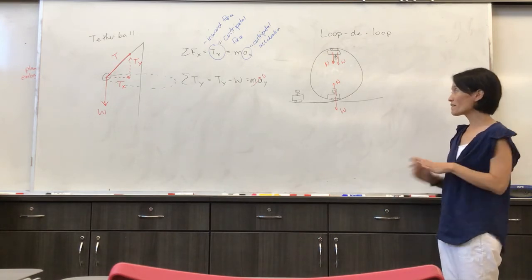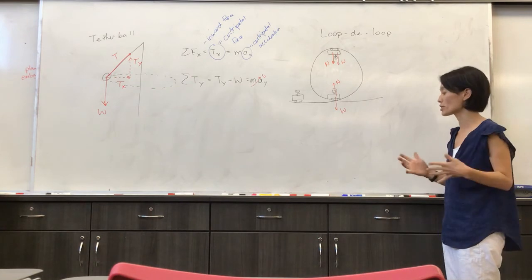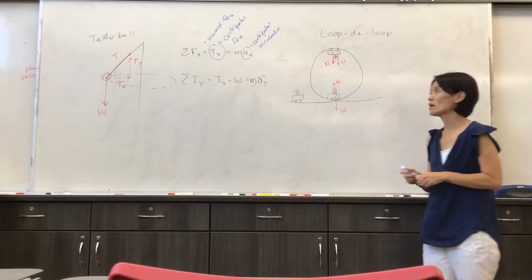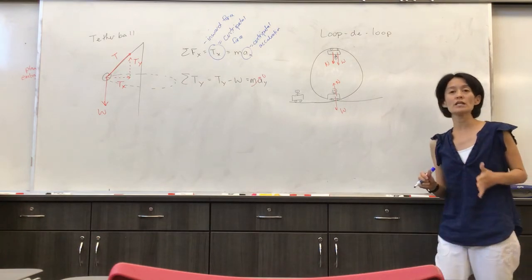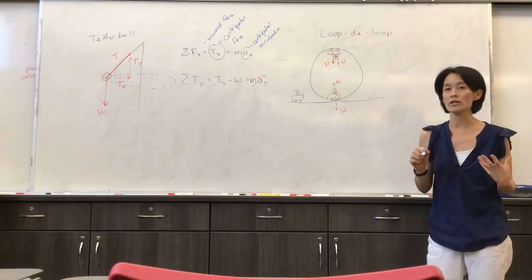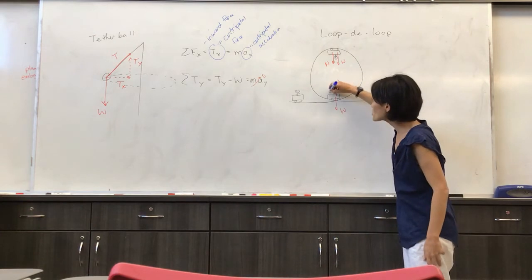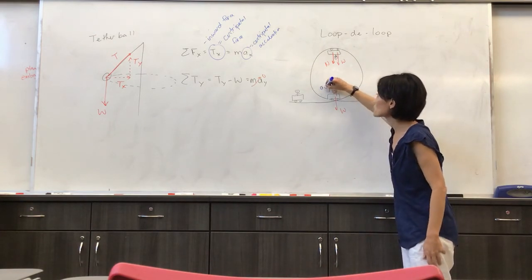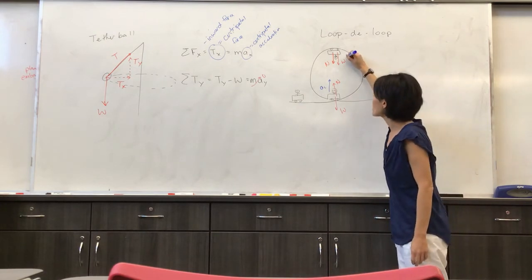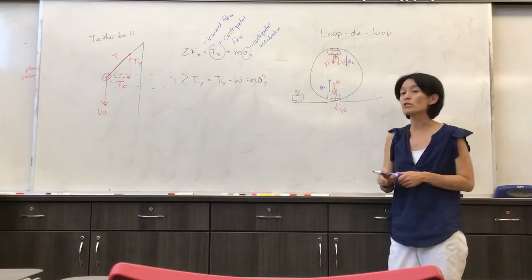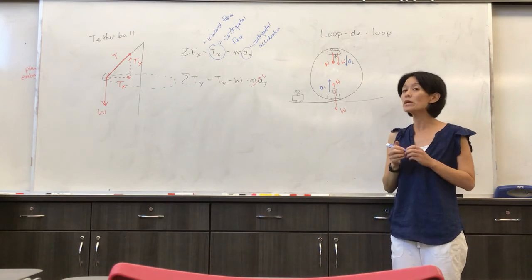Now, the one thing that we haven't been drawing on our force diagrams are the accelerations. And this one, it's kind of important to see that. Remember, centripetal acceleration is the net inward acceleration. So at the bottom of the roller coaster, the centripetal acceleration is pointing up, but at the top of the roller coaster, the centripetal acceleration is pointing down. It's always pointing towards the middle of the circle.